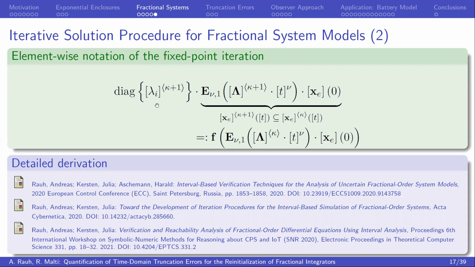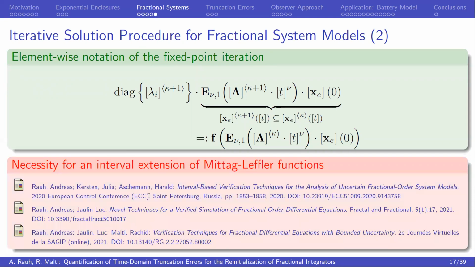A detailed derivation of this fixed point iteration was provided, for example, in those papers published in Acta Cybernetica and also at the European Control Conference in 2020. Especially in the European Control Conference paper, we also discussed interval extensions of Mittag-Leffler functions, where we take into account specific monotonicity properties of the Mittag-Leffler function in order to evaluate this expression with small overestimation, which arises, for example, due to multiple occurrences of common interval variables.